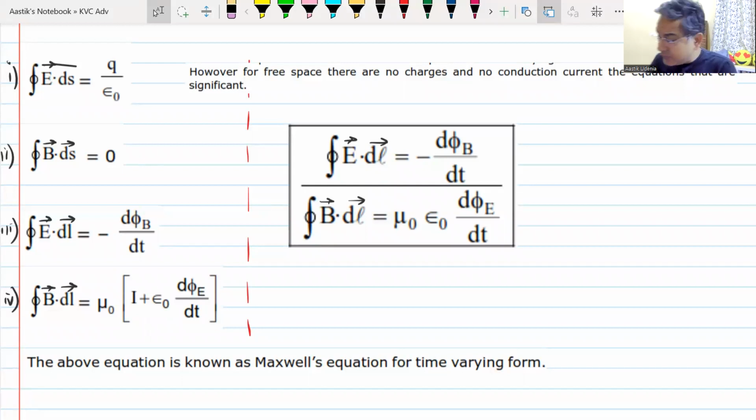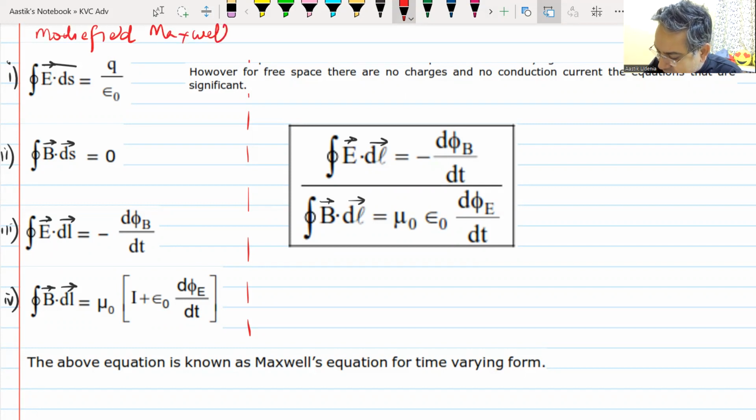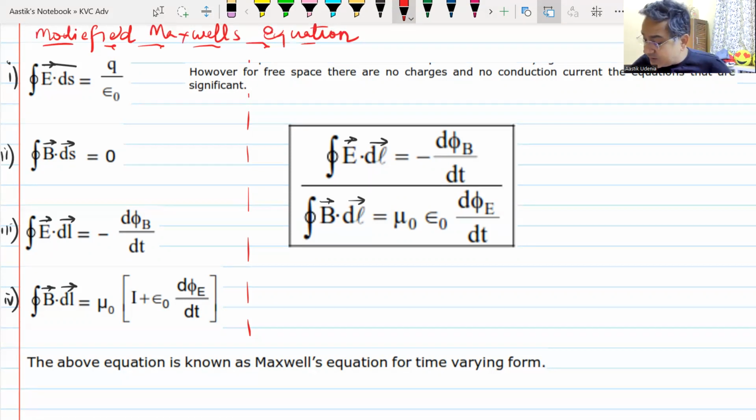So now you have modified equations, and we call them modified Maxwell's equations, because Maxwell wrote them in this fashion. In the modified Maxwell equations, the first equation, the surface integral of B dot dS over a closed surface, remains the same; it is still equal to the charge enclosed divided by epsilon naught. The second equation, B dot dS over a closed surface, is equal to 0.